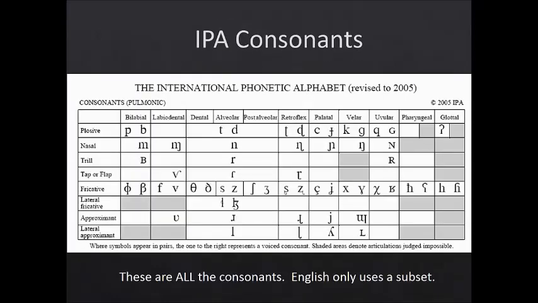These are the IPA consonants, again, in all languages. And of course, we have to go beyond the English letter symbols to be able to represent all those sounds. English, fortunately, does not have nearly all of these, nor does any language. We use a subset to distinguish meaning.